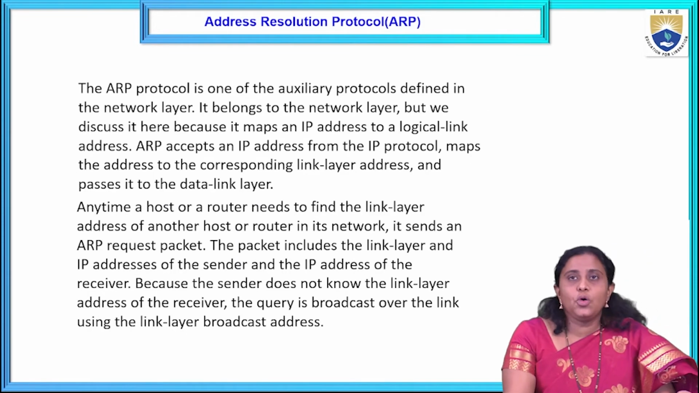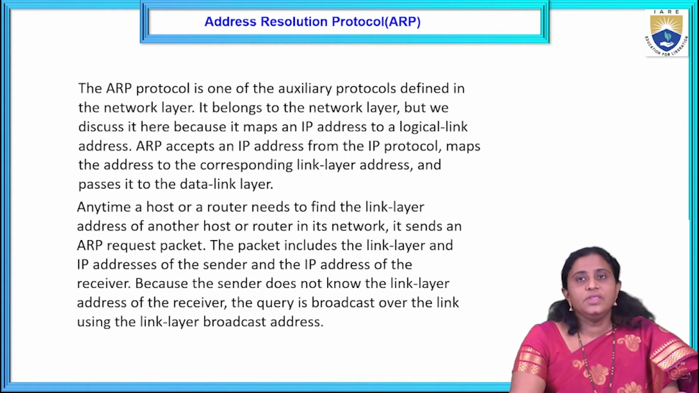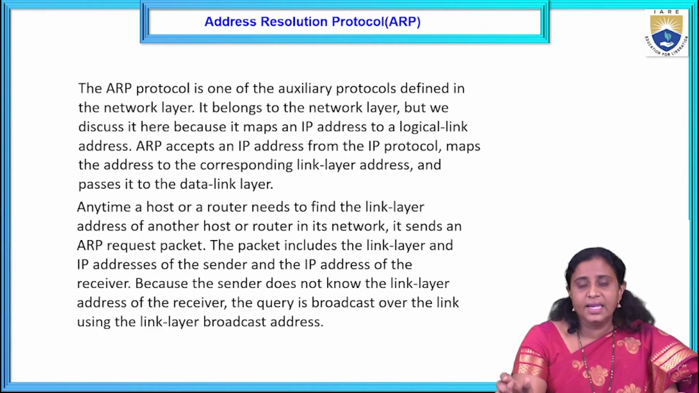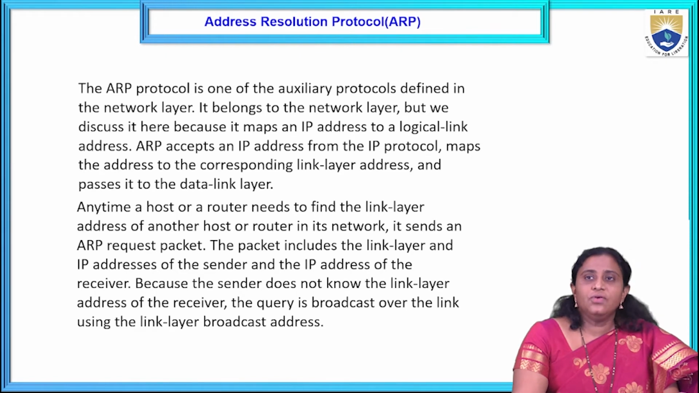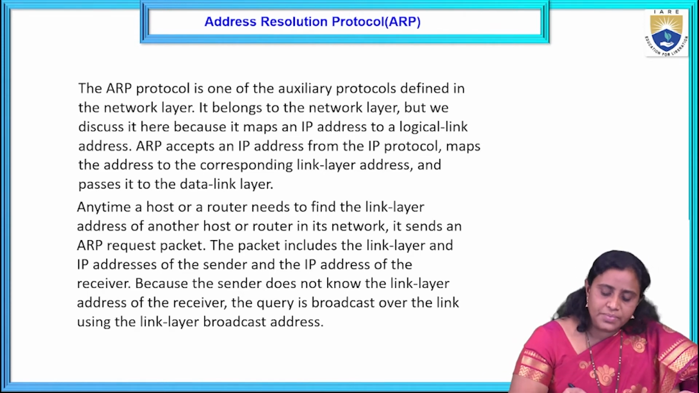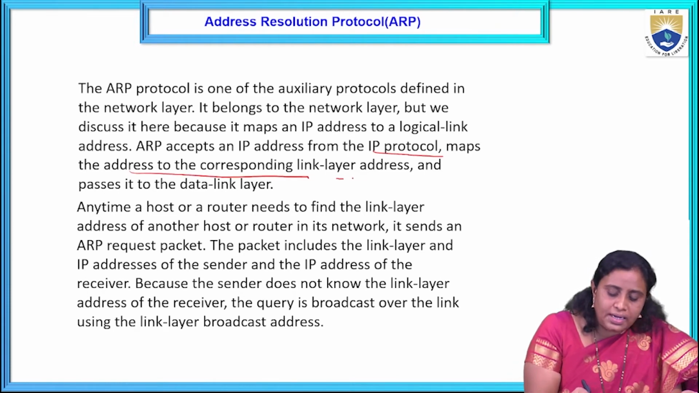The Address Resolution Protocol, ARP, is one of the auxiliary protocols defined in the network layer, which we identify in the data link layer as well as the network layer. It belongs to the network layer, but we discuss it here because it maps an IP address to a link layer address. ARP accepts an IP address from the IP protocol, maps the address to the corresponding link layer address and passes it to the data link layer.